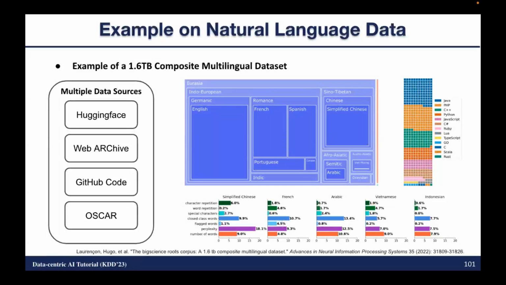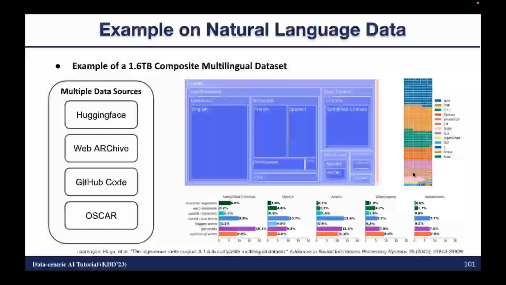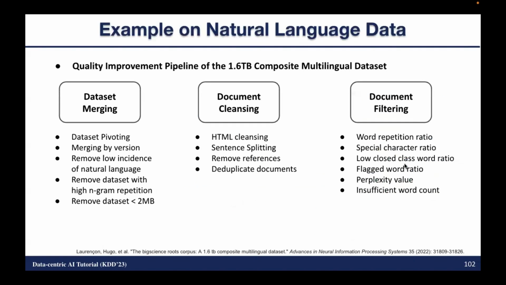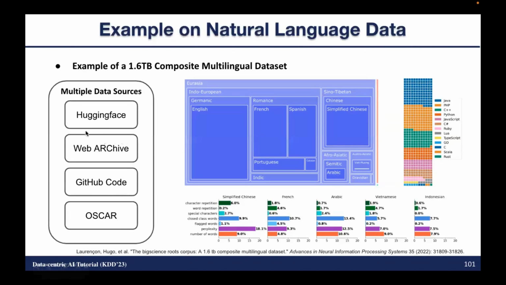So to deal with this kind of impact on data quality, one of the examples we can find in natural language data is that people are trying to develop different kinds of data processing pipelines. This data set here was proposed in NeurIPS 2022. This is a new multilingual data set for training a large language model. In their data set, they use multiple data resources from Hugging Face, Web Archive, GitHub code, as well as OSCAR. And you can see they have a lot of different multilingual data sets, as well as different kinds of programming languages. Because it is very challenging to truly align those multiple data sources into a unified data set.